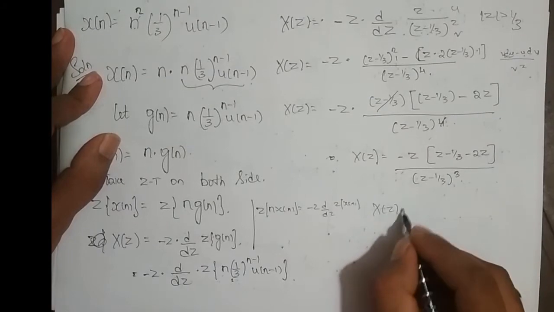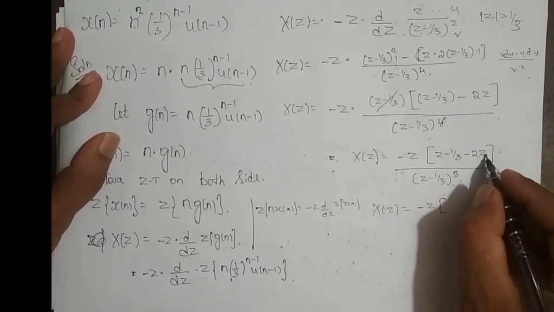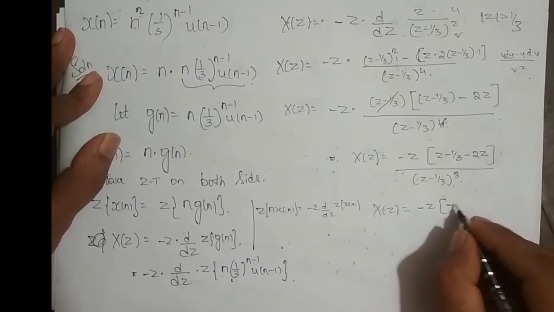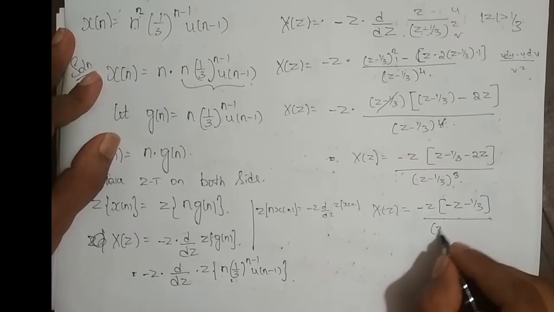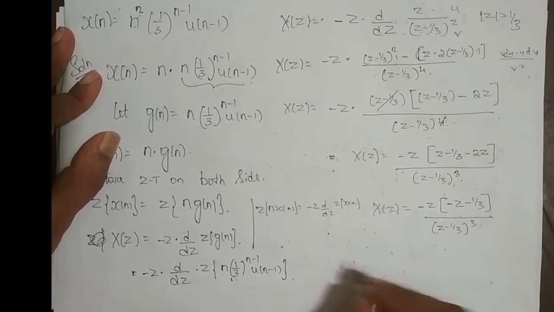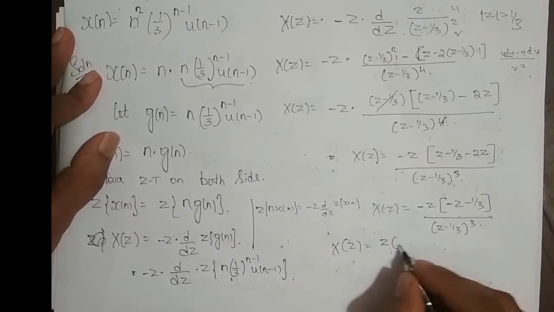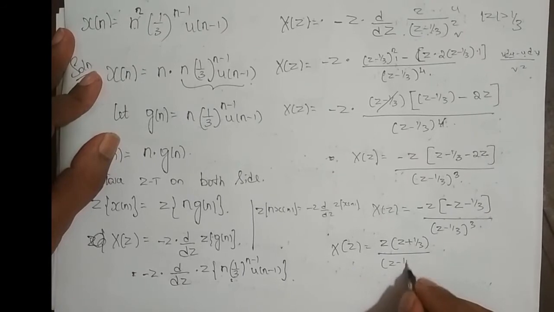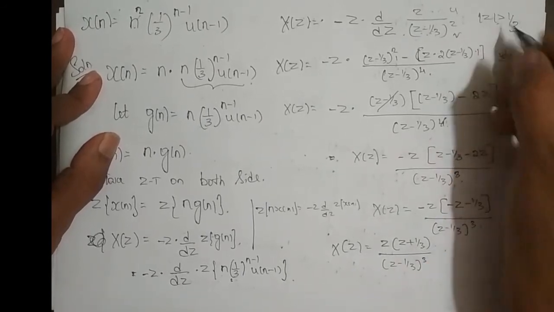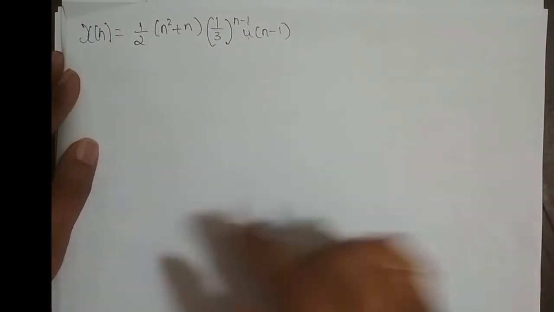So X of z is equal to minus z into, so this is minus 2z plus z is minus z, minus 1/3, whole divided by (z minus 1/3) whole cube. So X of z is equal to, if I take this minus inside, z into (z plus 1/3) whole divided by (z minus 1/3) whole cube. You have to carry the ROC: magnitude of z is greater than 1/3. So we shall take up one more problem.